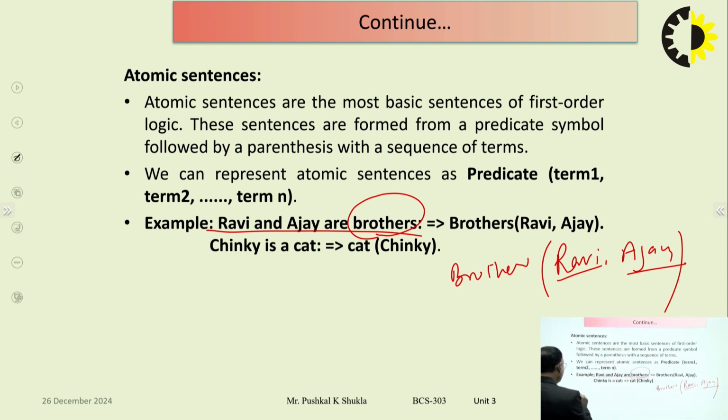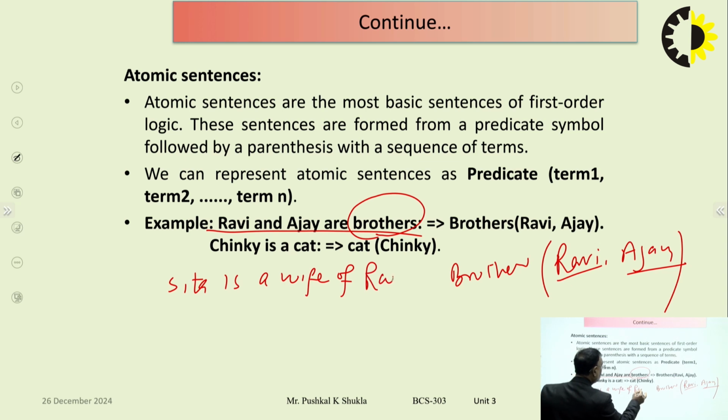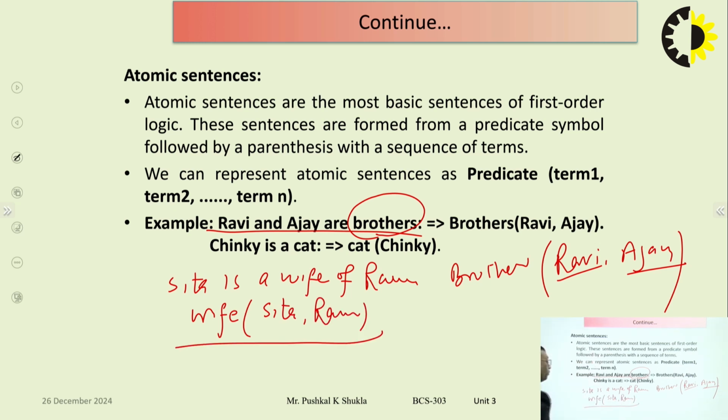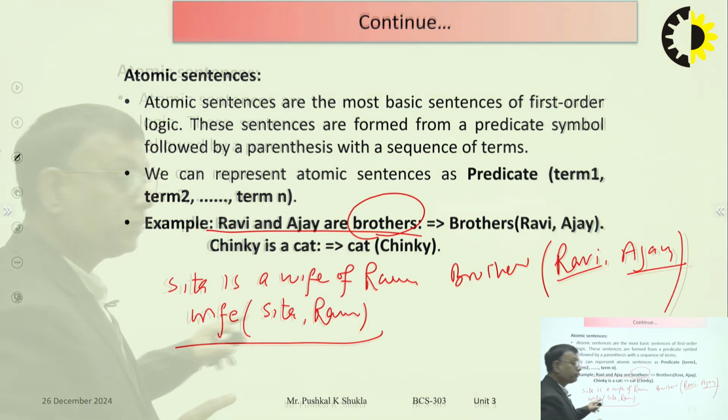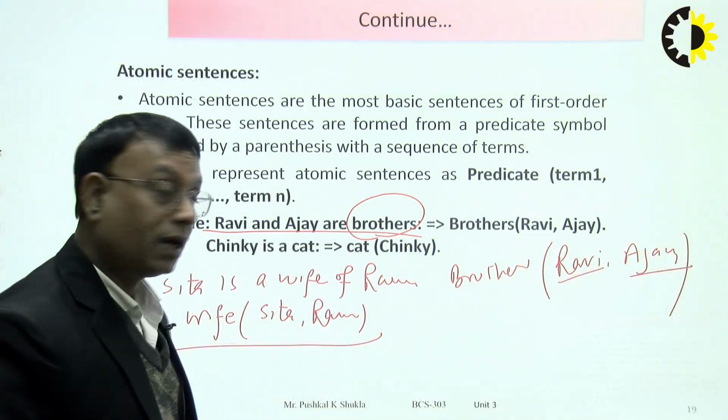Again, take Sita is a wife of Ram. How can we represent it through predicate logic? Wife(Sita, Ram). We cannot change the sequence. Wife(Ram, Sita) would mean Ram is the wife of Sita, which is wrong. So we maintain the sequence: Wife(Sita, Ram), Sita is a wife of Ram.